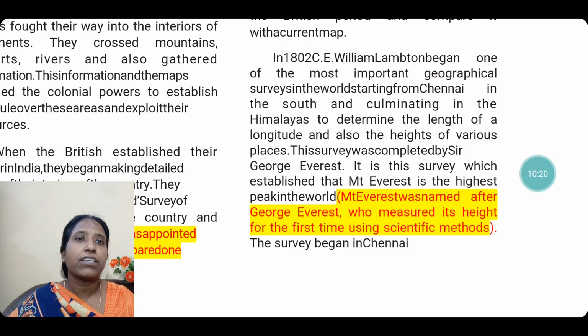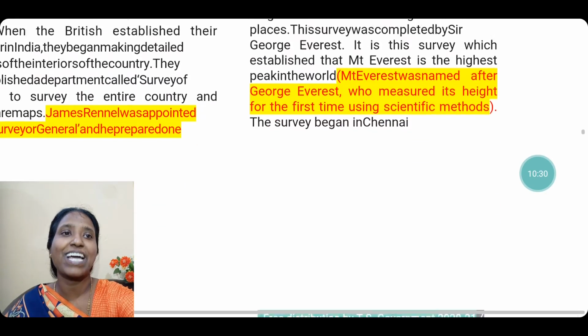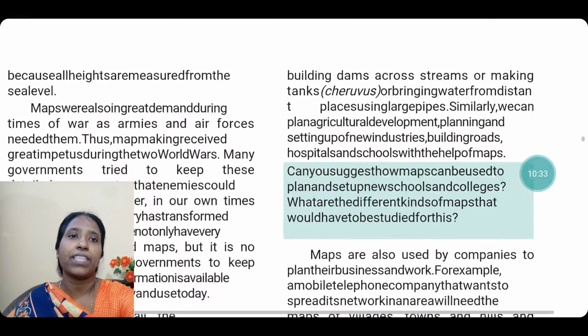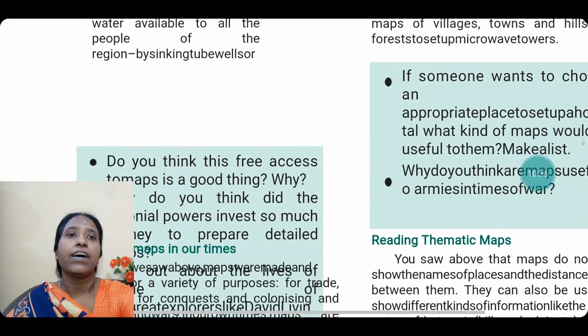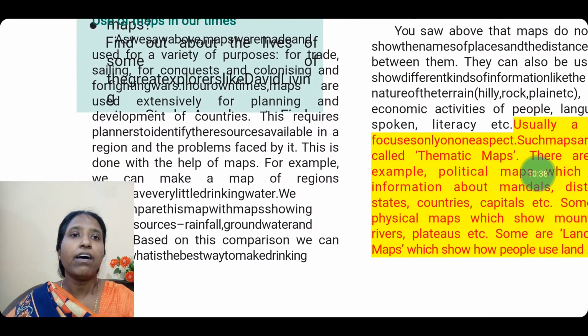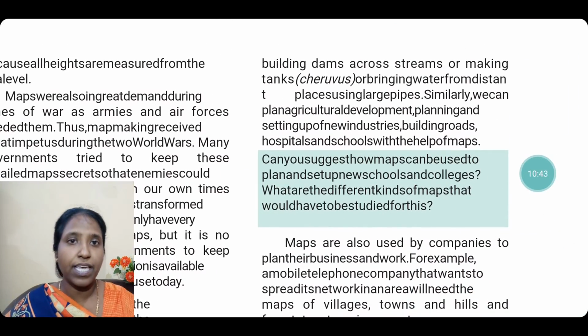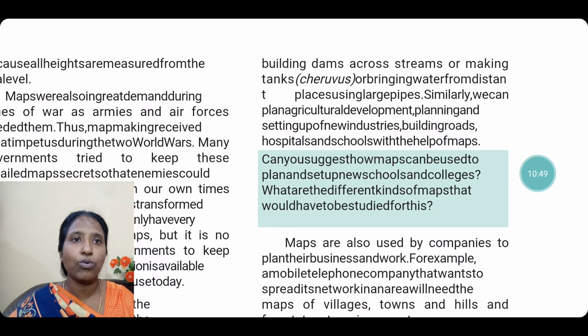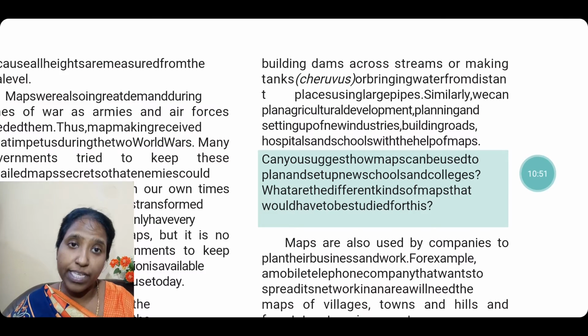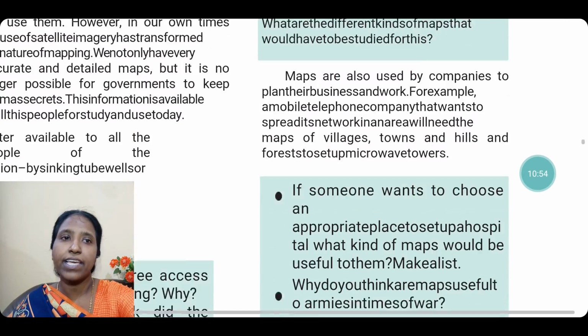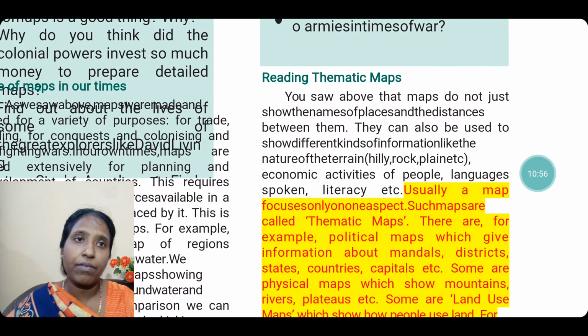And then Mount Everest is the highest peak in the world. It was named Mount Everest in commemoration of George Everest, who measured its height for the first time using scientific methods. And then you see that there were many explorations regarding map making, and those who went to explore needed the maps. When the maps were given to them, they went and saw what things were over there. They made a record of what things were available over there, and then they gave it to the map makers as the information.